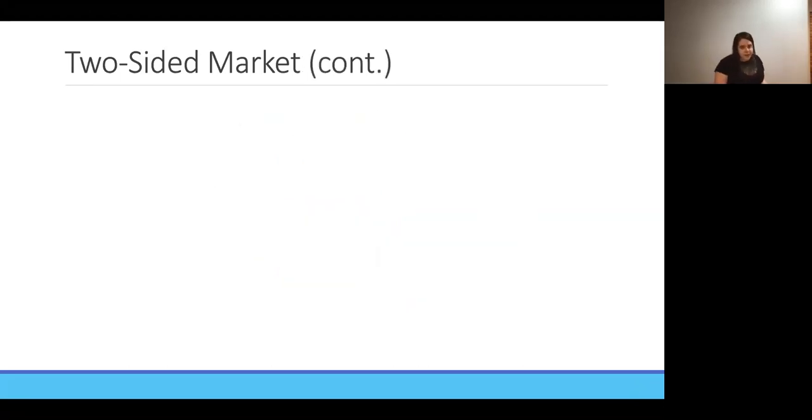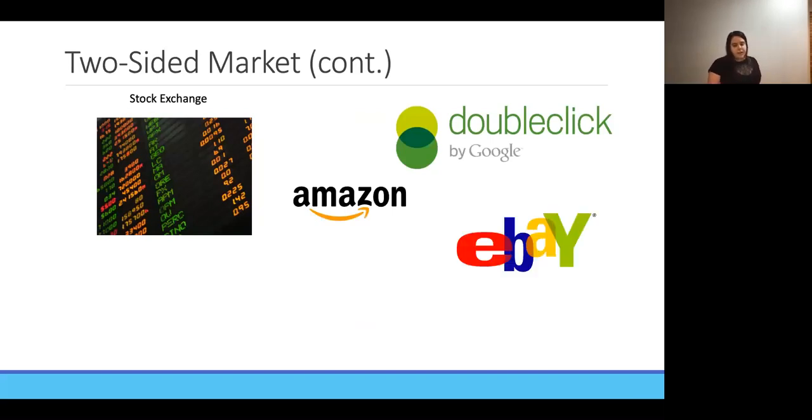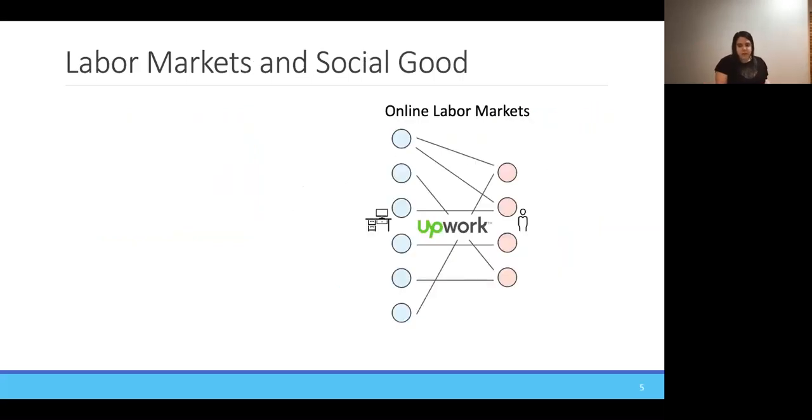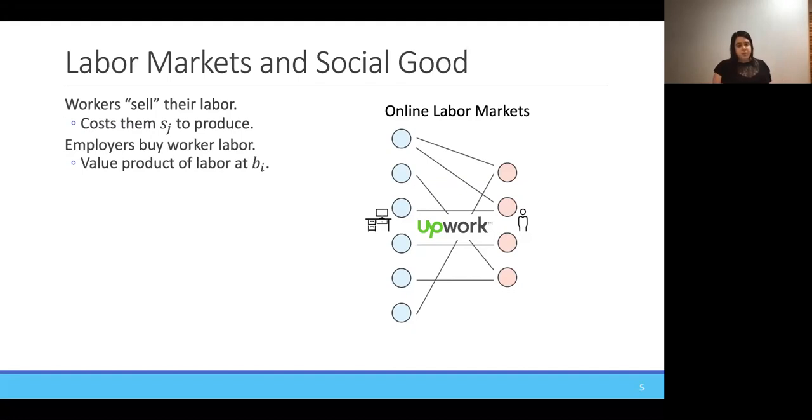Okay, we see two-sided markets everywhere, from the stock exchange to DoubleClick, where websites are selling their ad slots to advertisers, Amazon, eBay, Uber, Airbnb. They're extremely prevalent. One of my motivations to work on this problem is from online labor markets, where we have workers on one side who are the sellers in the setting, selling their labor. And on the other side, we have employers who want to buy labor. So workers sell their labor, it costs them some value to produce their labor, and employers want to buy the worker labor, and they have some value for it.